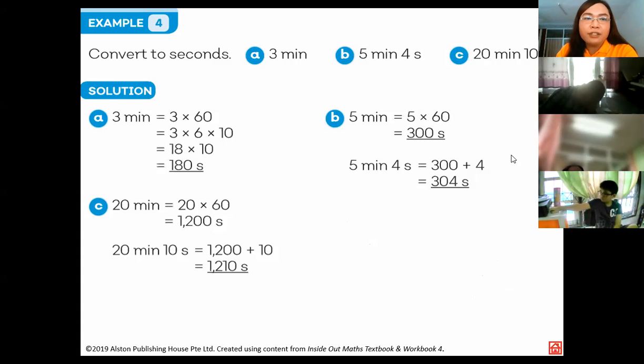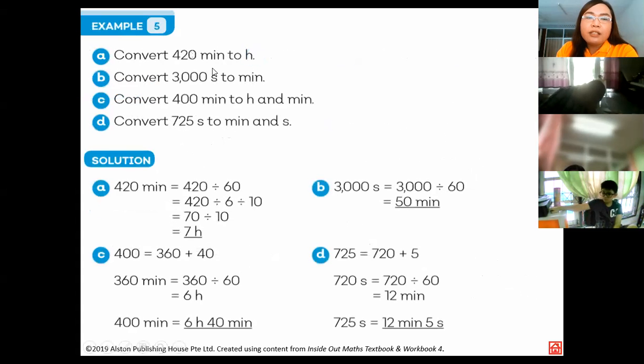Okay, let's proceed to the next page. So here we have example number 5, A, B, C, and D. Letter A, convert 420 to hours. Letter B, convert 3,000 seconds to minutes. Letter C, convert 400 minutes to hours and minutes. And letter D, convert 725 seconds to minutes and seconds.